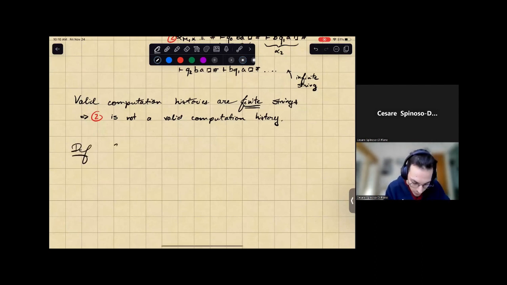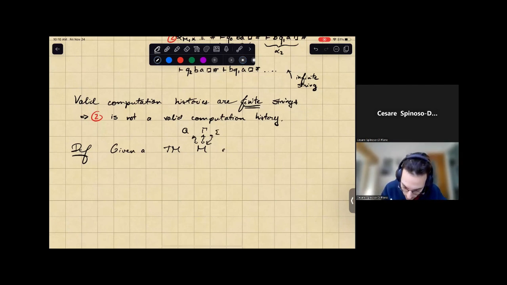So we define, given a Turing machine M, and the Turing machine M is accompanied by, remember, some states, the tape alphabet, an input alphabet, and so on, right? I'm just not writing out the 9-tuple. And an input string X. Let me just write X in sigma star.